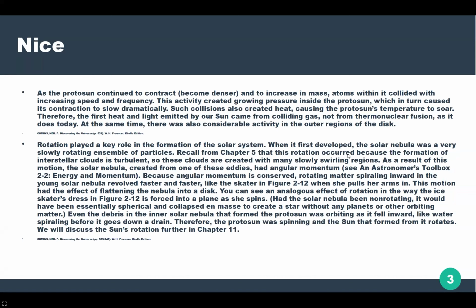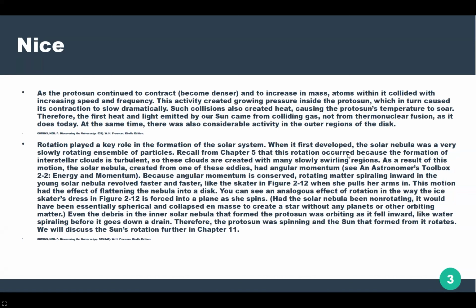Because angular momentum is conserved, rotating matter spiraling inward in the young solar nebula revolved faster and faster, like the skater mentioned in Chapter 2 when she pulls her arms in. This motion had the effect of flattening the nebula into a disk. You can see an analogous effect of rotation in the way the ice skater's dress in the figure is forced into a plane as she spins.